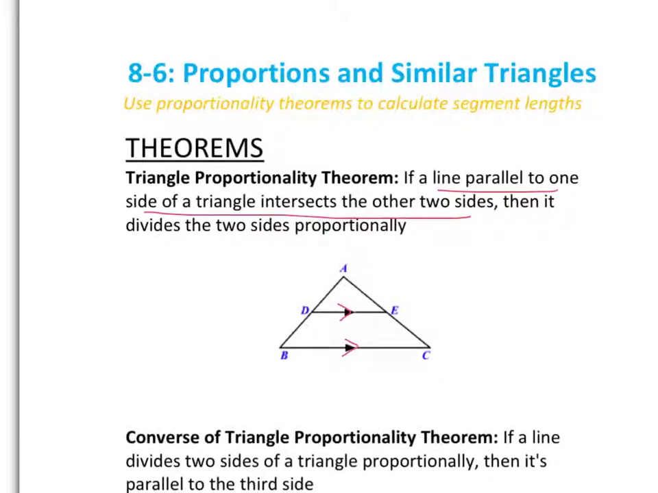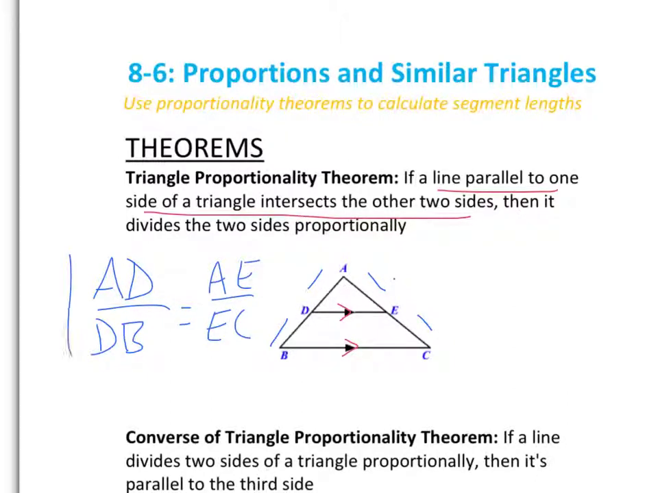But if that is the case, then these little segments here are going to be divided up proportionally. So we can create these proportions. AD over DB is going to be equal to AE over EC. Pretty simple, straightforward. I'll show you an example later on in this section.